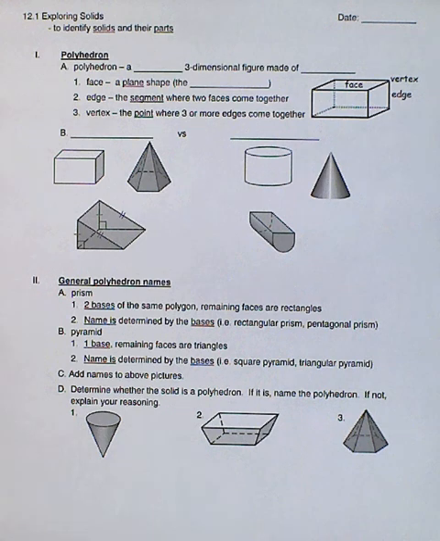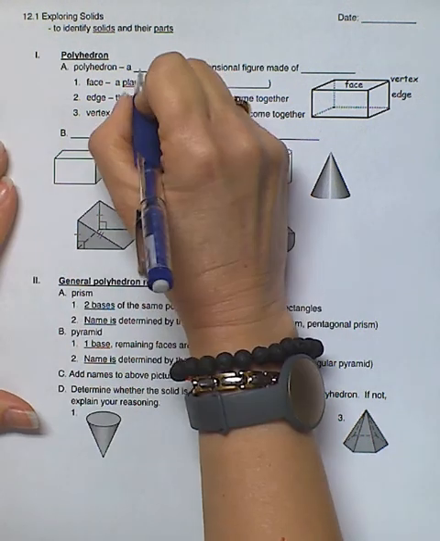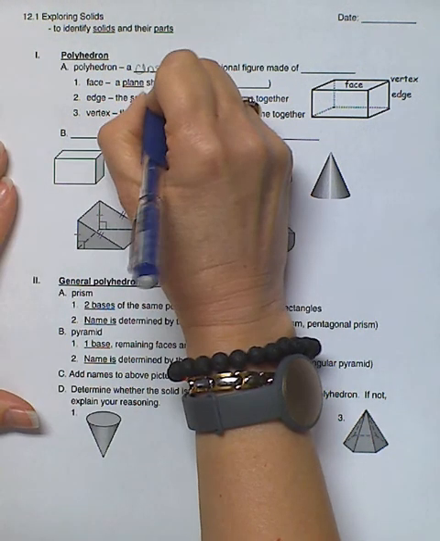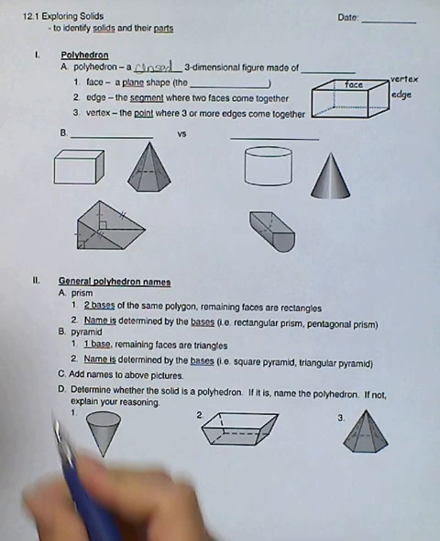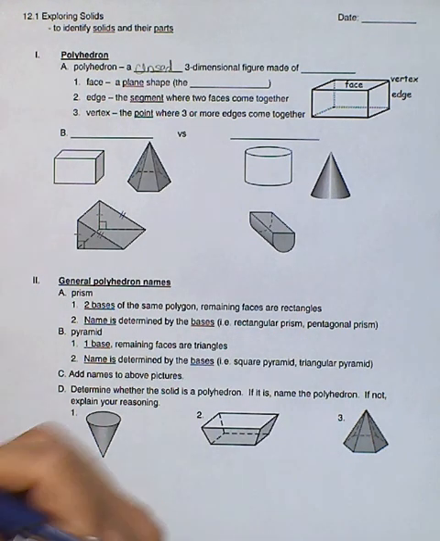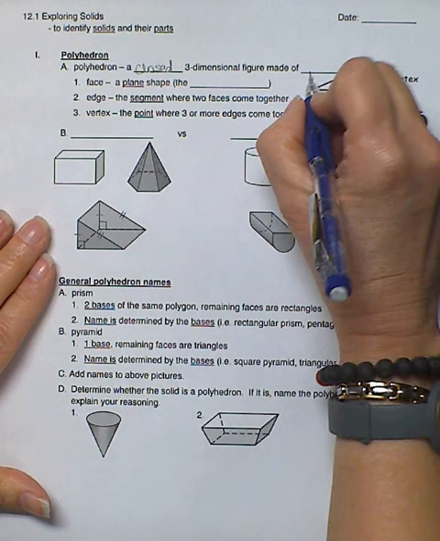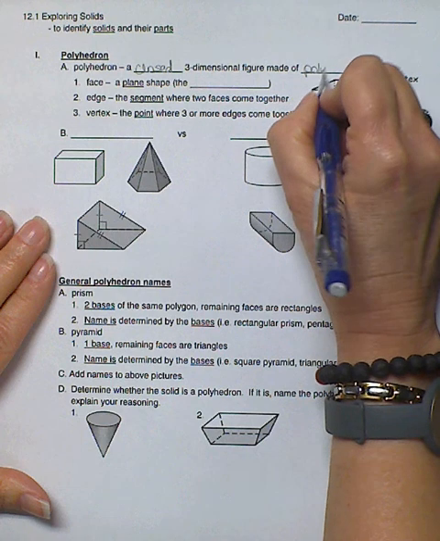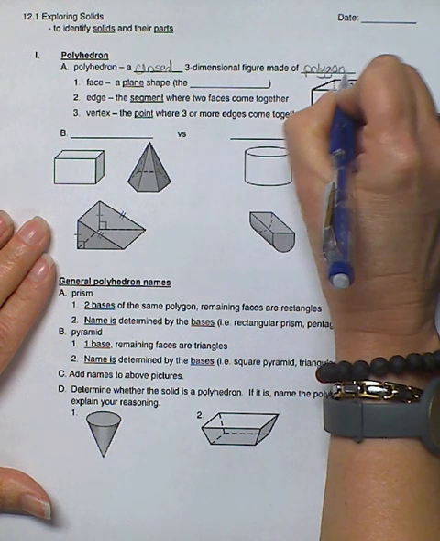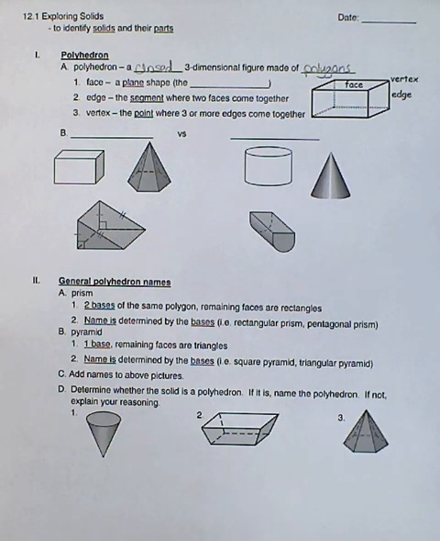A polyhedron has to be closed. Just like when we talked about polygons earlier, they have to be closed. There can't be an opening. And the reason it's called a polyhedron is because it is made up of polygons. So remember from our previous lessons that polygons cannot have curved edges.